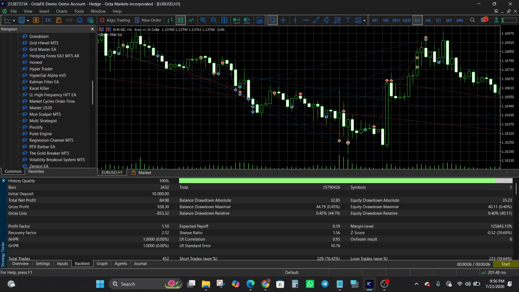All right, so in conclusion, the Kalman Filter EA for MT5 presents a clean, rules-based approach for traders who prefer fixed risk trading without toxic recovery mechanics like grids or martingale. It may appeal to those interested in mathematical price smoothing and momentum crossovers on major forex pairs. However, no expert advisor is suitable for every market condition or risk profile, so always make sure to perform your own optimization and demo testing before considering live deployment.